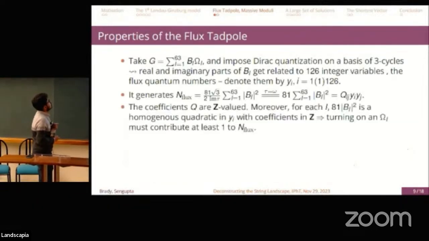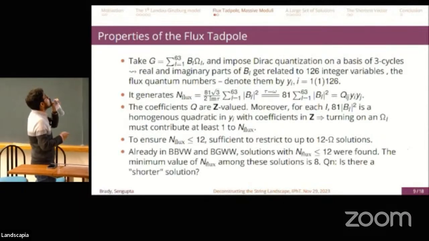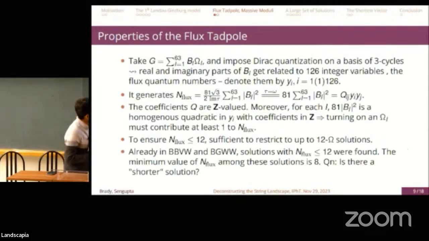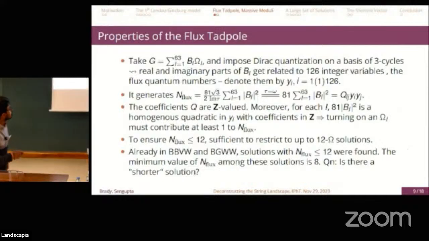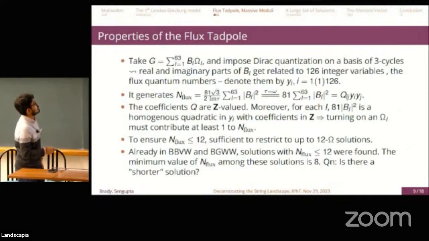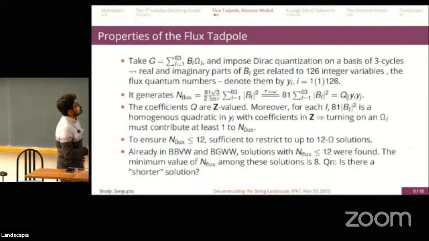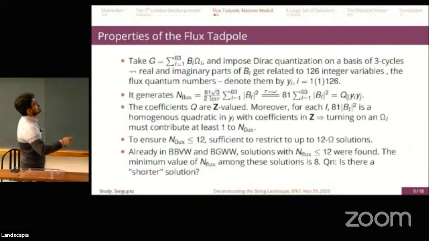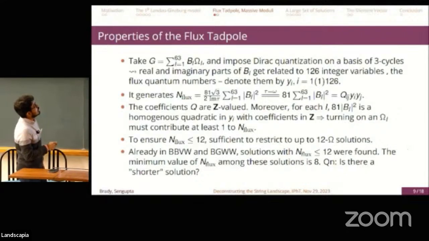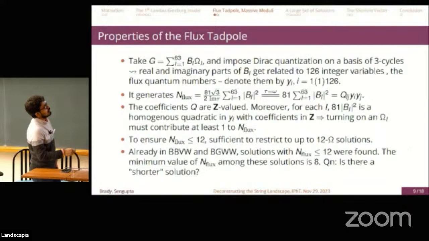Okay, so there are some crucial properties of the flux tadpole that are useful in analyzing solutions. Take an arbitrary flux, which is some complex linear combination of the 63 different fluxes that you can turn on. The B's are complex numbers, and we impose the Dirac quantization condition on a basis of 3-cycles. So essentially, the real and imaginary parts of B get related to 126 integer variables. We call them flux quantum numbers and denote them by Y.